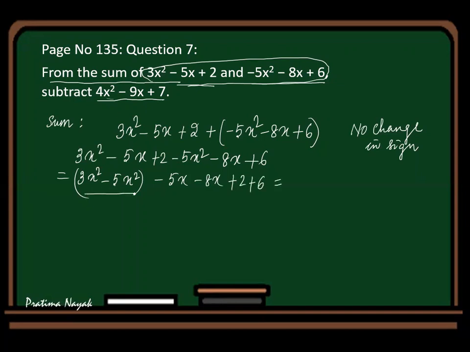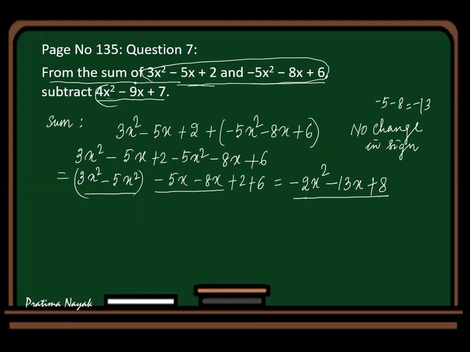So how much will this be? This will be −2x². And how much will this group of x be? It will be −13x, because −5 − 8 gives you −13. And this will be 2 + 6, which is equal to 8. Now this is the sum.